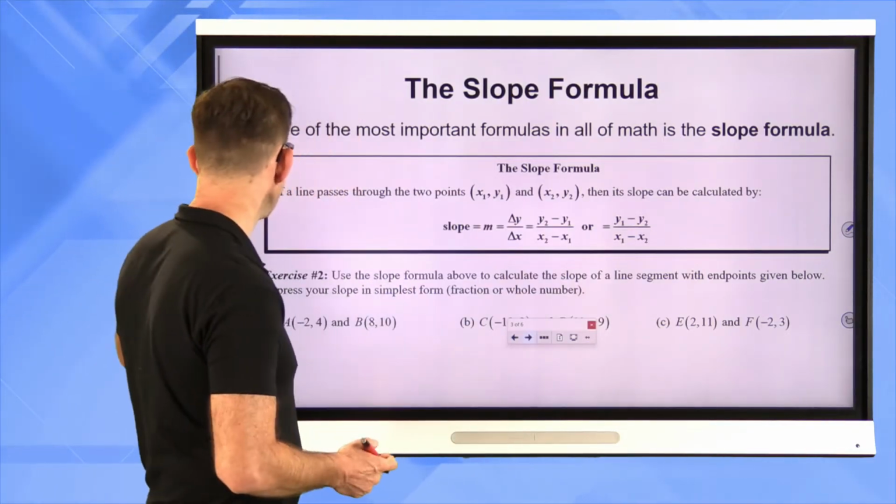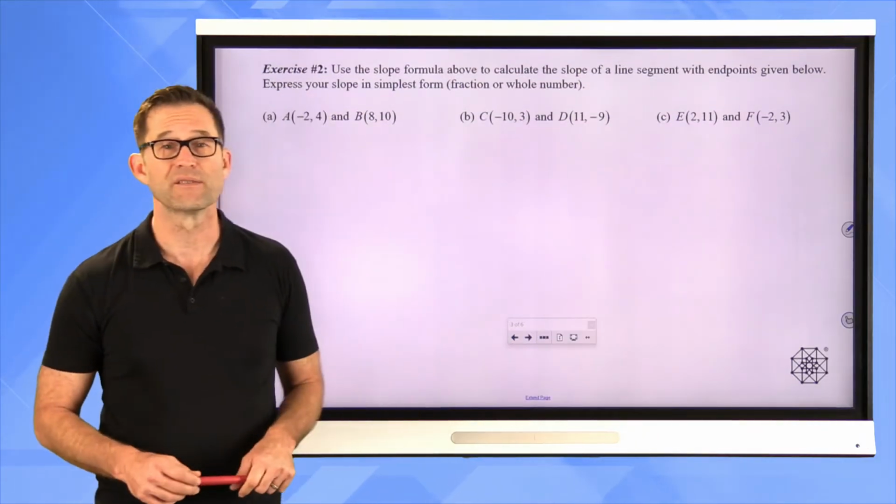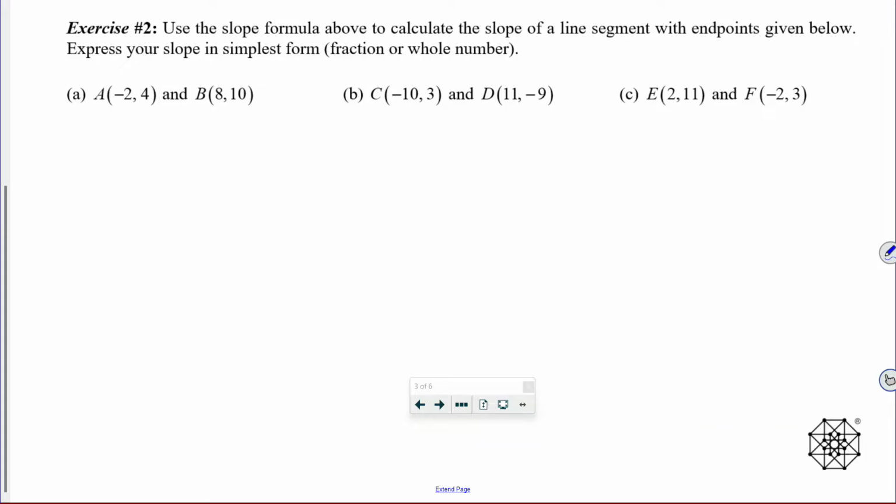So let's take a look at exercise number 2 and use the slope formula to calculate some slopes. Exercise 2. Use the slope formula above to calculate the slope of a line segment with endpoints given below. Express your slope in simplest form, fraction or whole number.